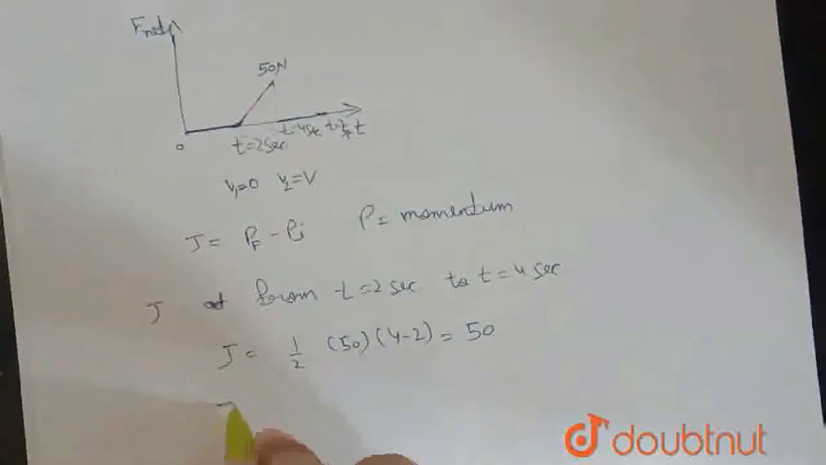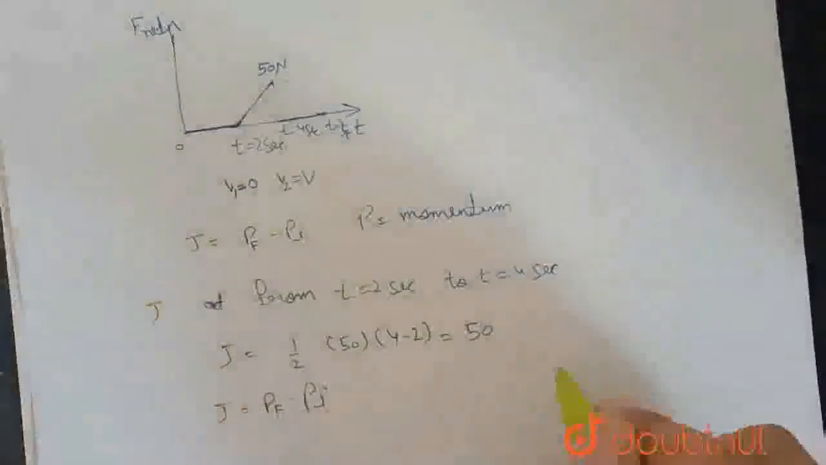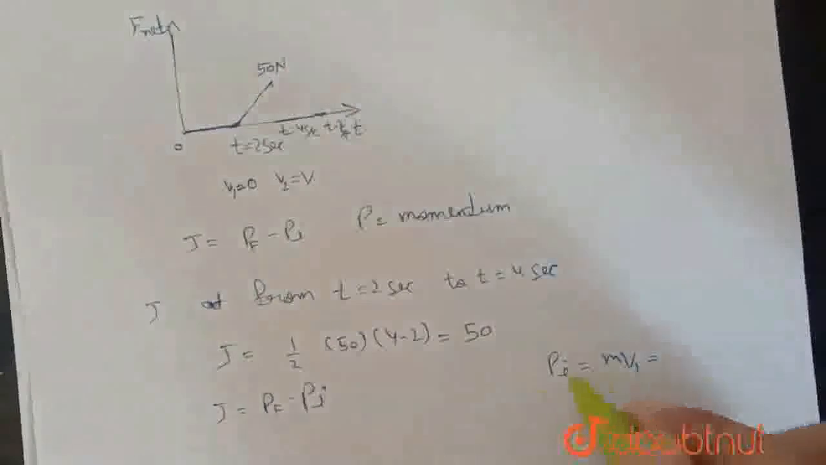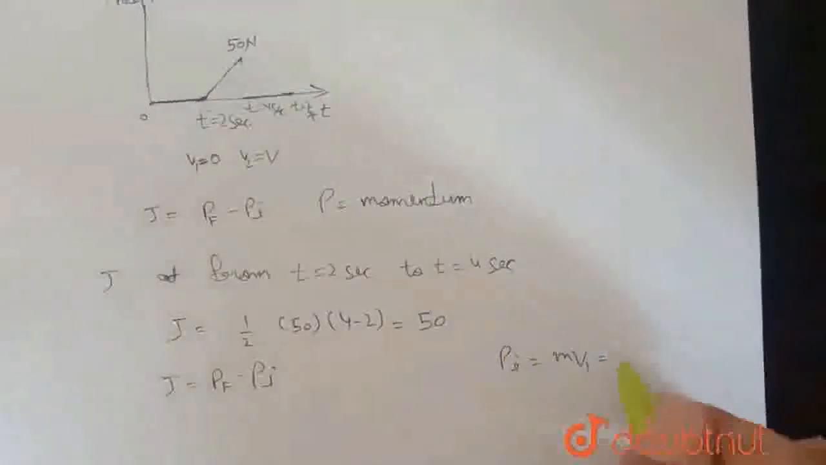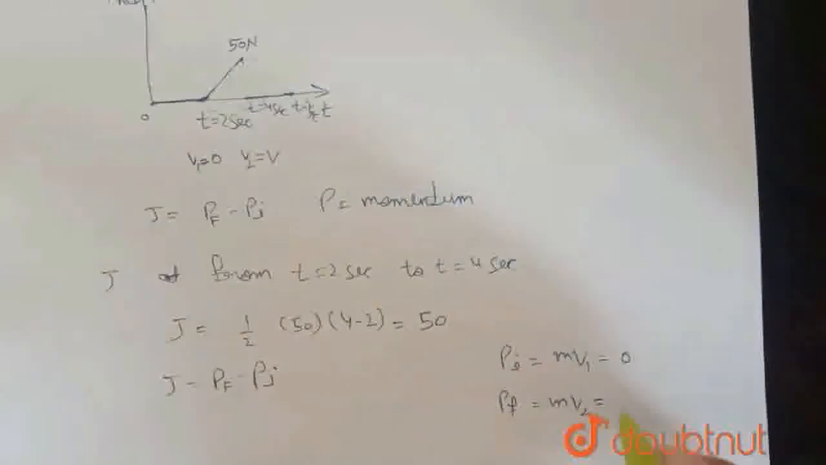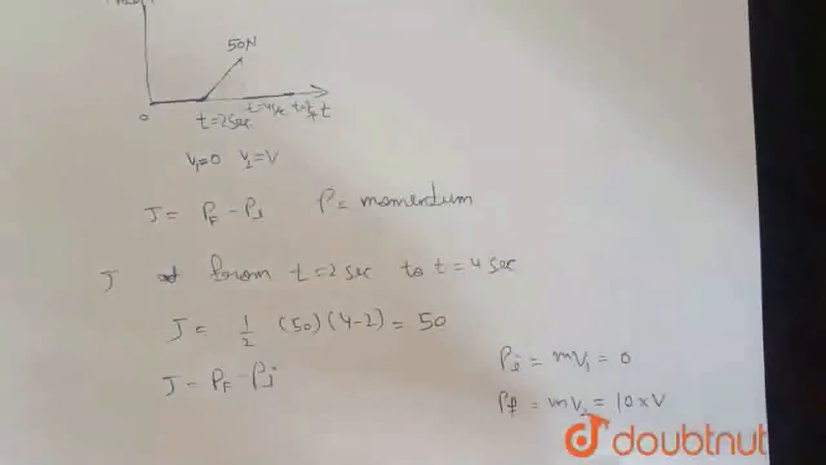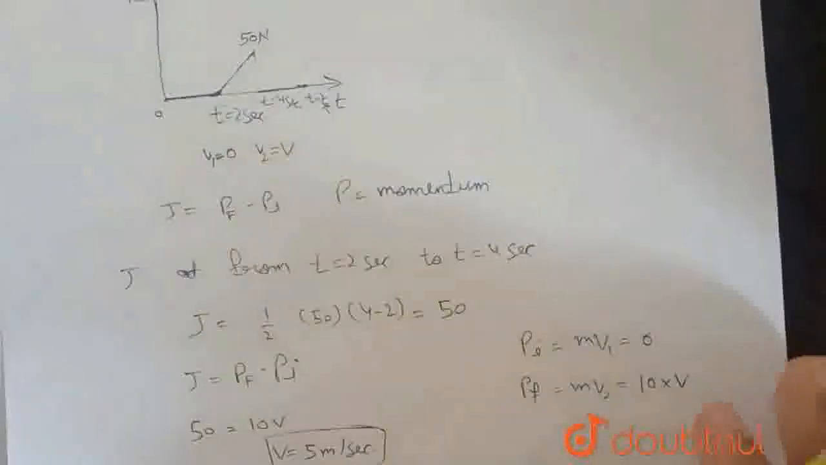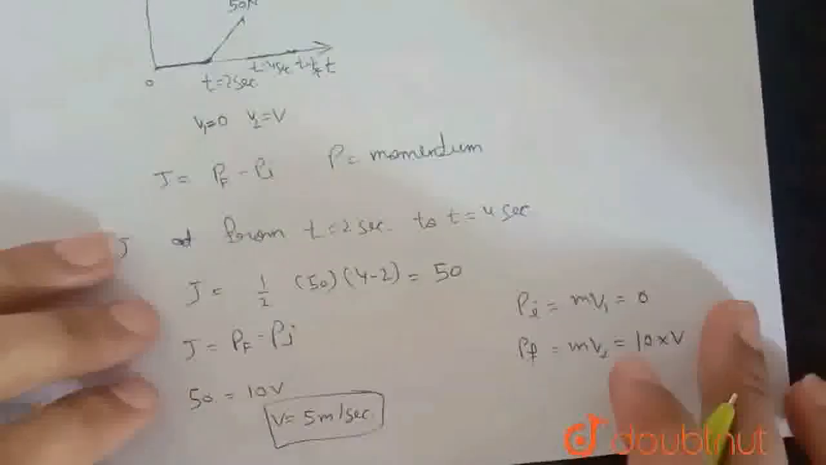Now we have J equal to P f minus P i. As we know, P i equal to m V1 and V1 is 0 because there is no motion. So P i will be 0 and P f will be m V2, which will be 10 into V. So 50 equal to 10 V. V will be 5 meter per second. So option A is correct. V will be 5 meter per second, maximum at t equal to 4 second.